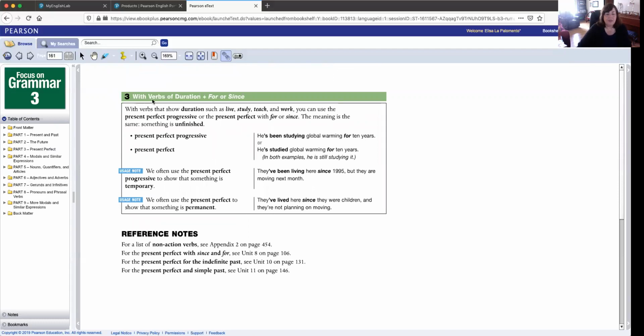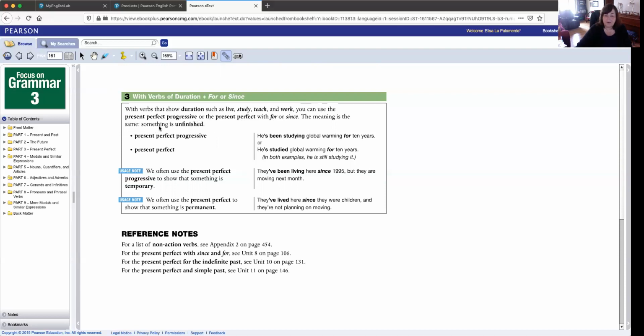It says using this tense with verbs of duration, which means with for or since. Here it tells you that with verbs that show duration, that means how long something has been happening for. With words that show duration, such as live, study, teach, and work, I mentioned this to you before, you can use the present perfect progressive or the present perfect with for or since. The meaning is the same thing.